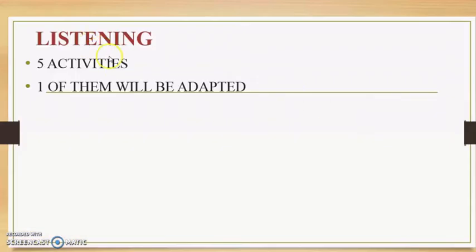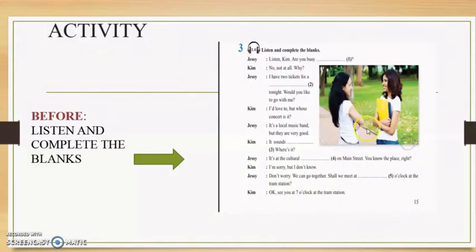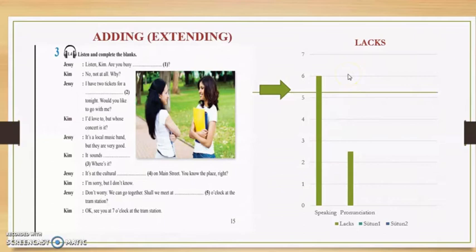Listening. There were 5 activities and one of them will be adapted. As you see in here, it's only a listen and complete the blanks activity, but if you remember, our students want to improve their speaking and pronunciation skills. We should take this into consideration and we should improve the activities according to this. So, to help them, a post-listening activity can be added.